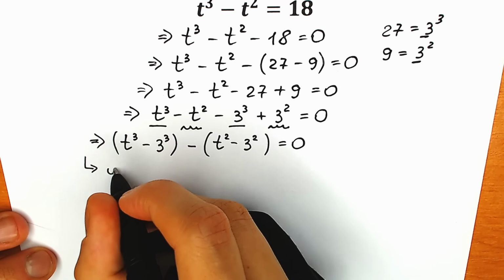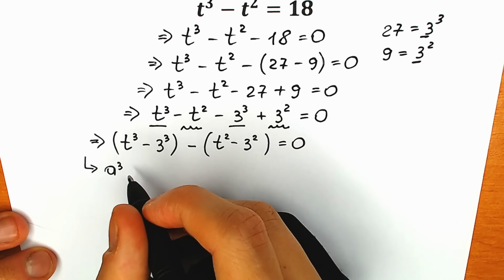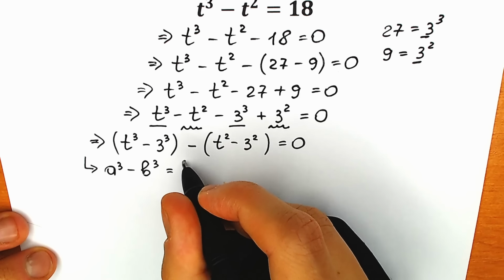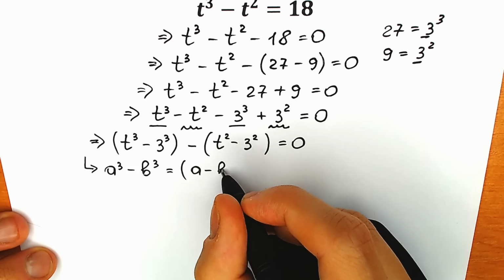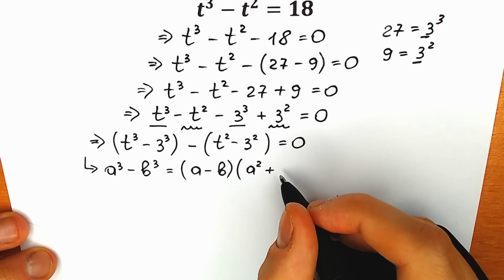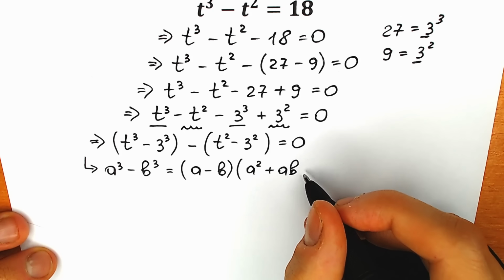First of all, a cubed minus b cubed. Let's start, for example, with this formula. a cubed minus b cubed equal to a minus b, and in parentheses, we have a squared plus ab and plus b squared.